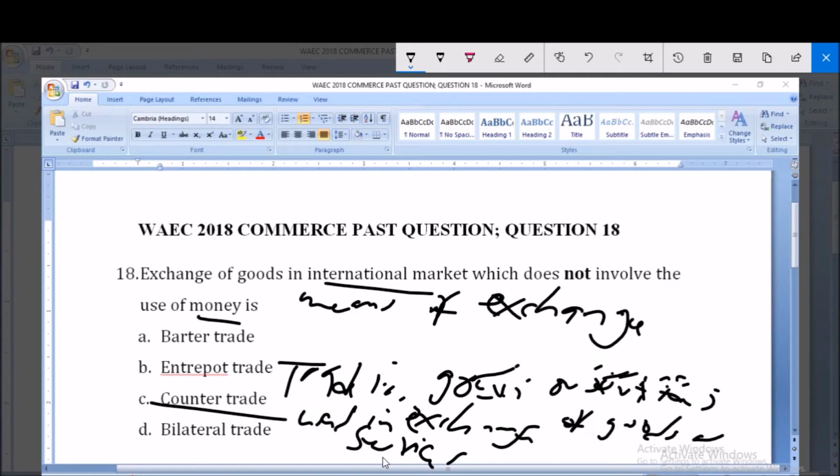But when we talk of barter trade, it involves local trading or home trade. Then when we talk of entrepot trade, it simply means when a particular good is shipped to the port of a particular country, and after a while the same good, without processing, is also shipped to another port of another country. But when we talk of bilateral trade, it is a trade that involves principally two countries. That is what we mean by bilateral trade.